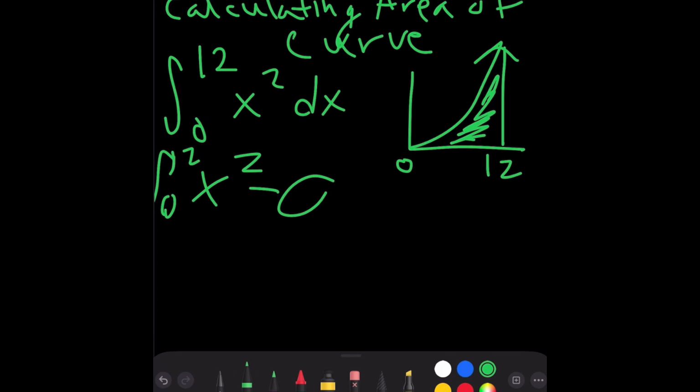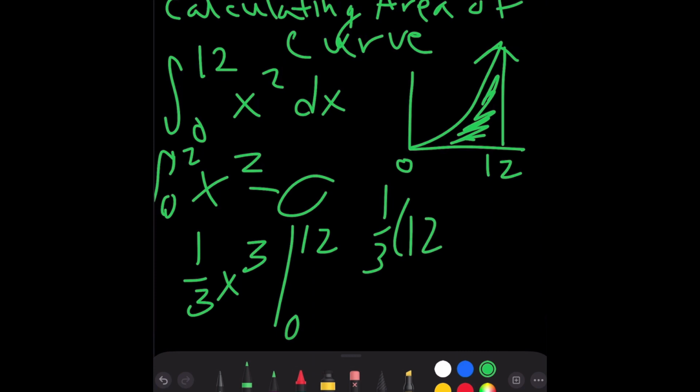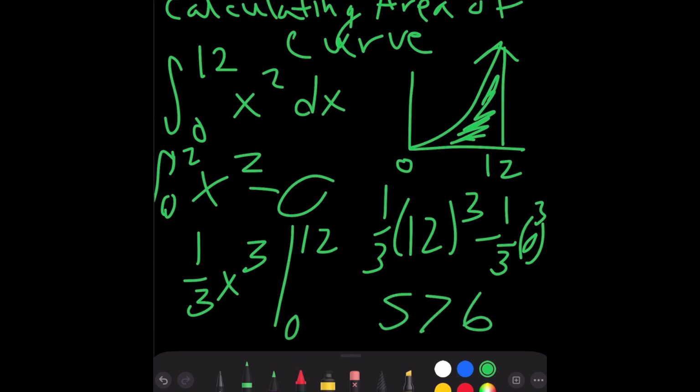So first we must take the antiderivative of x squared, which is 1/3 x cubed. Now we must plug in our 0 and 12, so we have 1/3 times 12 cubed minus 1/3 times 0 cubed, which is just left with 576. So now we know the integral from 0 to 12 of x squared dx is equal to 576.